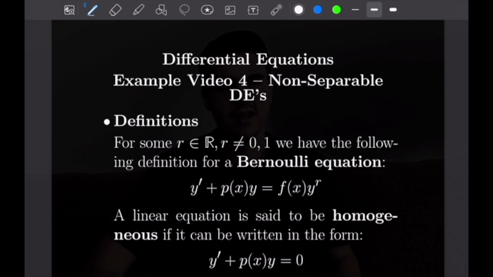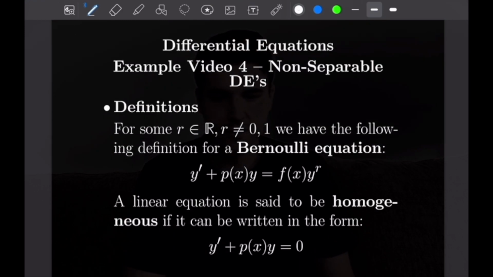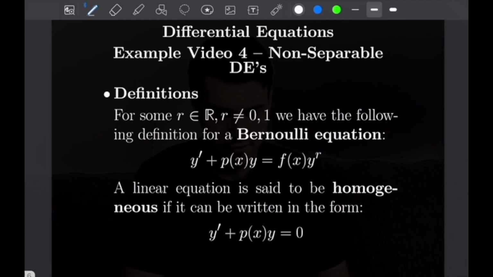But anyway, let's get into our two definitions for today's video. Like I said earlier, our video for today is on linear non-separable differential equations. So we're going to have two definitions. The first definition is going to be the definition for a Bernoulli equation. Sorry if I mispronounced that. So our definition for a Bernoulli equation is as follows.